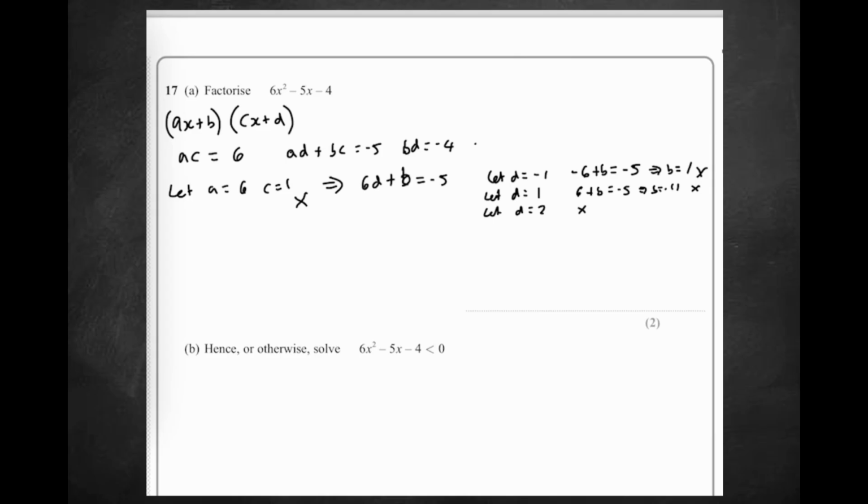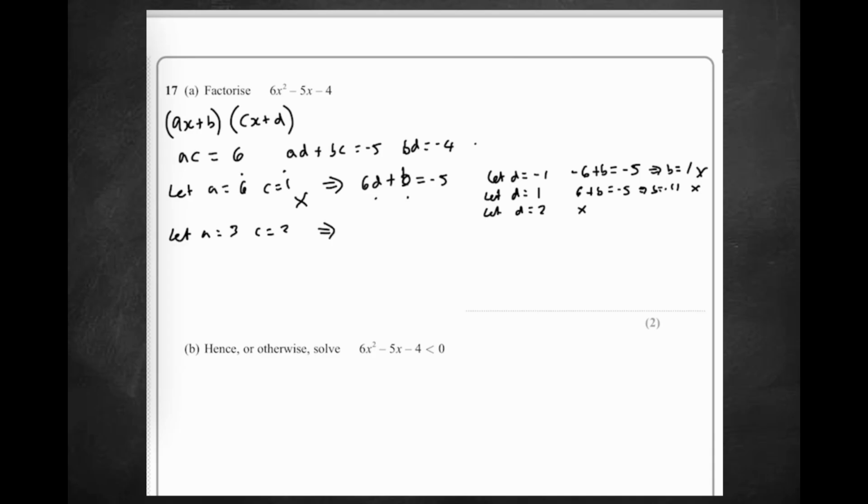And that would be the same as if a being 6 and c is 1. You could have it that c is 6 and a is 1. It wouldn't make a difference because I've just used d here as the example. I could have been using b. It doesn't actually matter one way or another. So that can't be it. So the other way to make 6 is let a equal 3 and c equal 2.